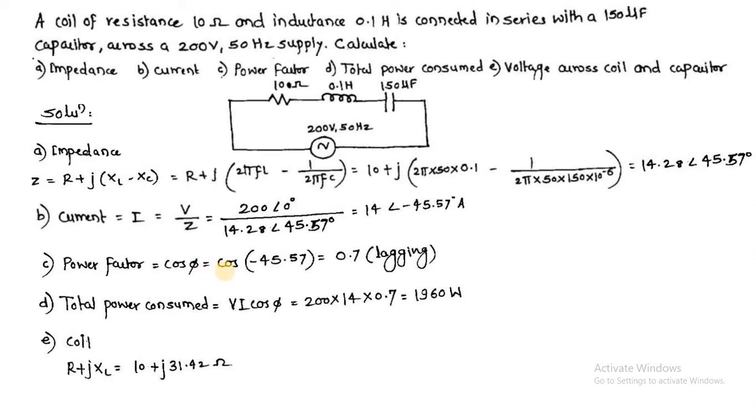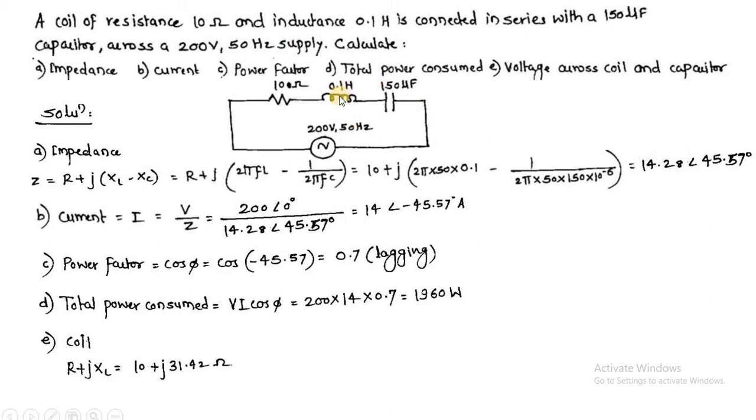Don't make this mistake. Otherwise you will feel, yes, the opposition of R is 10, the opposition of L is XL, that is 31.42, so what will be the total opposition? 10 plus 31, so it is 41. No, it is wrong. Why is it wrong? Because these two are not ordinary quantities, these are phasor quantities. So to add these two phasor quantities, you have to take the rectangular form.